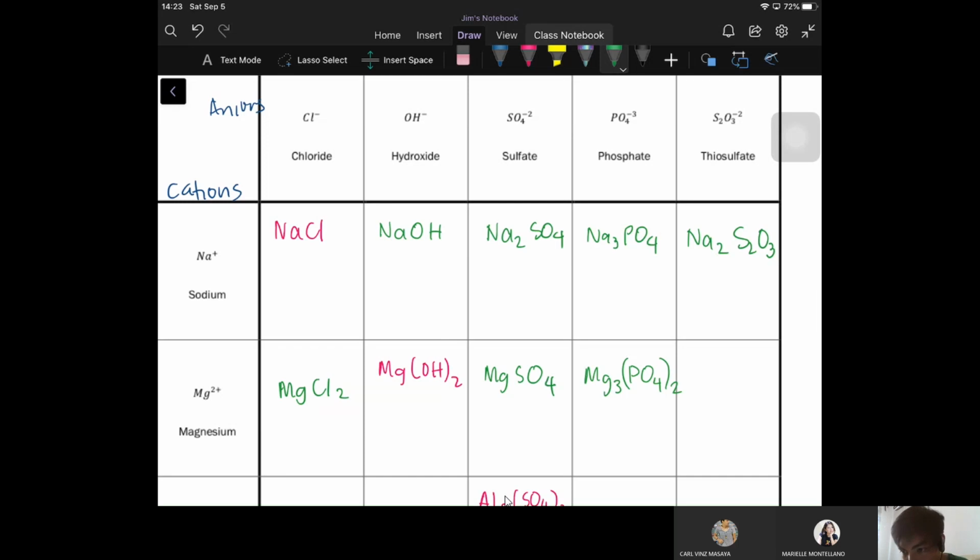Magnesium thiosulfate. Pag criss-cross natin yan, that will be Mg2(S2O3)2. So, since parehas silang 2, we can just simply erase the 2, no? Pwede natin siya i-simplify. So, yan, MgS2O3. Ayan. So, ganun lang.